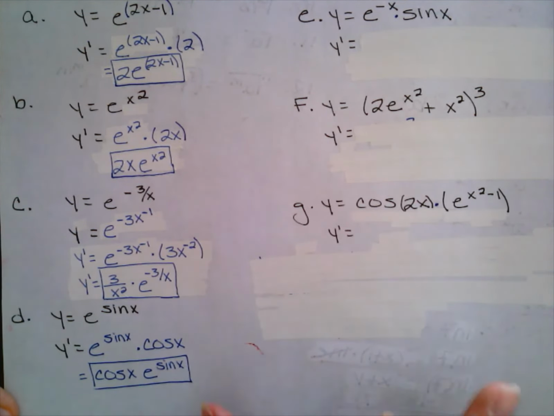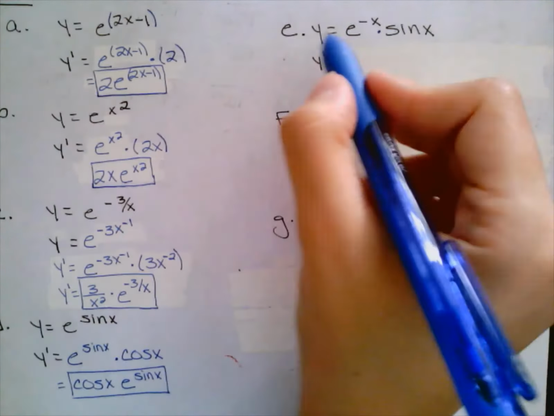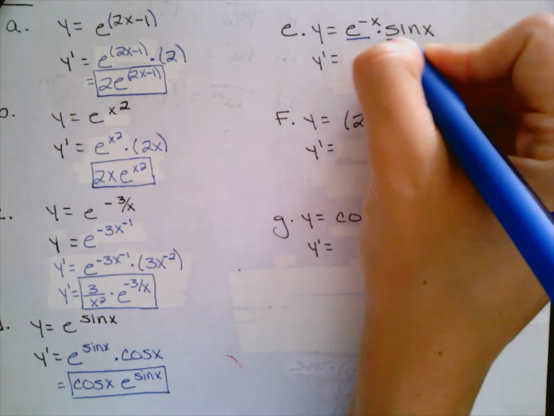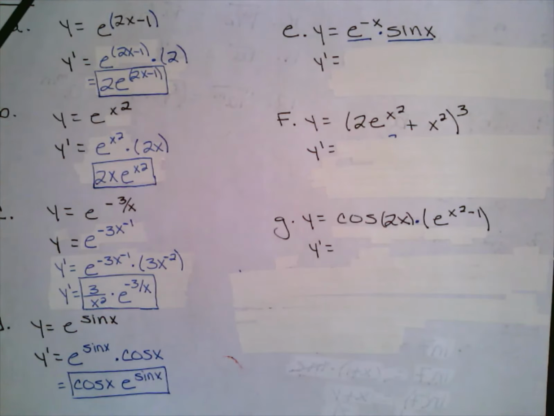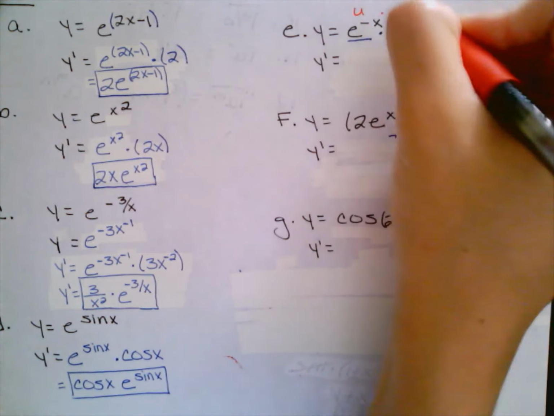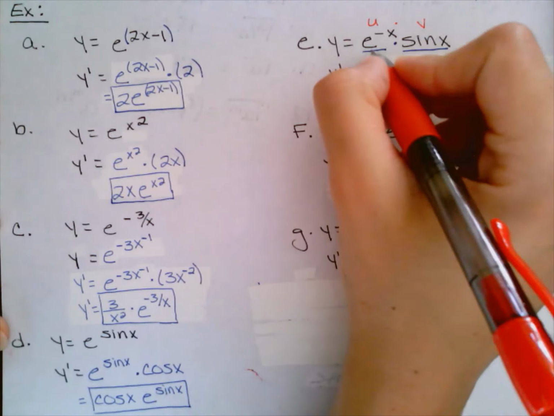Okay, so we went over 4 very simple ones. Now let's see when the rules start to get combined, with maybe product rule, chain rule, quotient rule, and things like that. Looking at letter E here, I have a function times a function. This is product rule. Let's color code, my U and then my V.